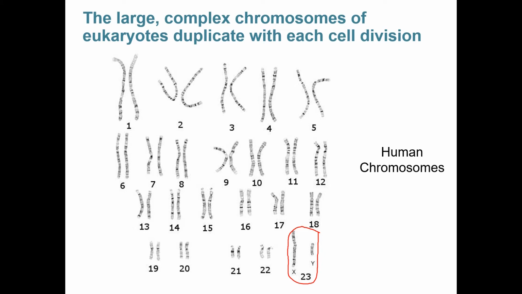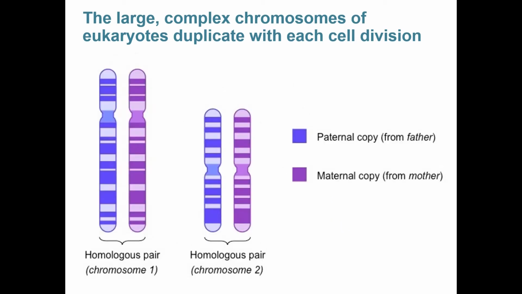Now, all of these chromosomes come in pairs. There's a special name for that. These are homologous pairs. Homologous pairs have the same information on them. They might encode the color of your eyes, for example, but they're not identical. One might say that your eyes should be green. The other might say that your eyes should be brown. The reason you have two is because one of each will come from one of your parents. So in this example, the blue are coming from your father. They're the paternal copy. And the purple are coming from your mother, the maternal copy.